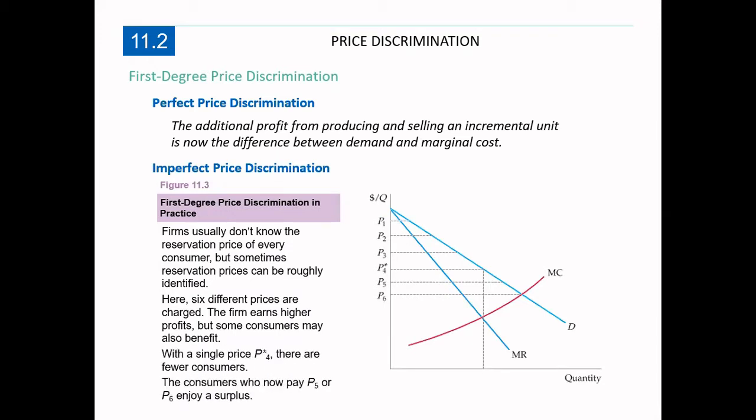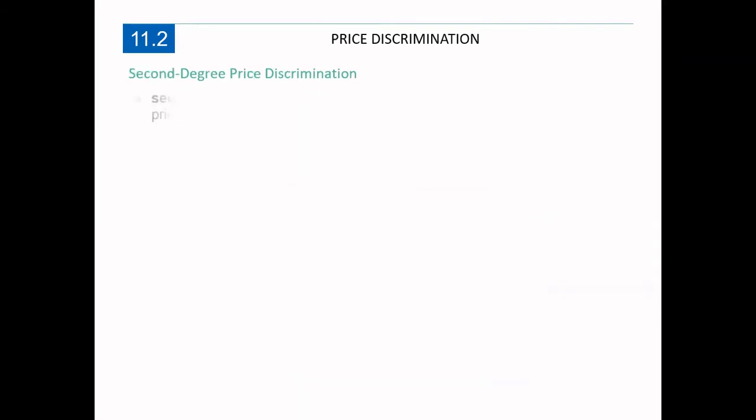A consumer who now pays P5 or P6 enjoys a surplus because he waited for a longer time, or maybe he got it from another place. So he will have it at a lower price and a higher number of units.